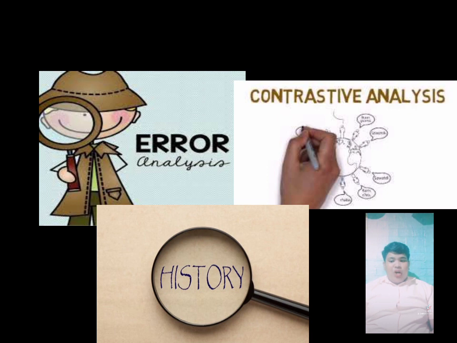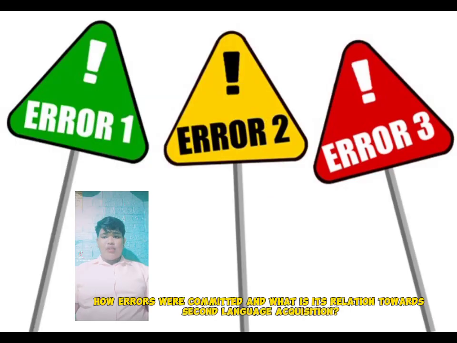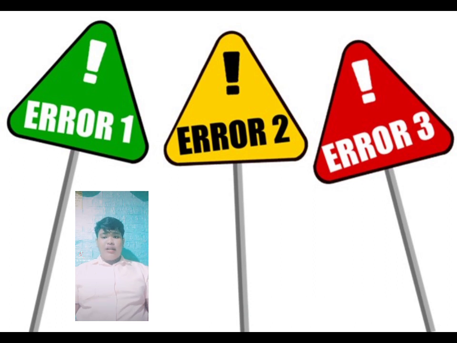Both approaches have a long and rich history in SLA research, with different versions and modifications proposed over the years by various researchers. How are errors committed, and what is their relation to second language acquisition? Errors are an inevitable part of language learning, and they often reflect the language learner's underlying cognitive and linguistic processes. In SLA, the process of language learning involves acquiring new grammatical structures, vocabulary, and pronunciation, which can lead to various errors.